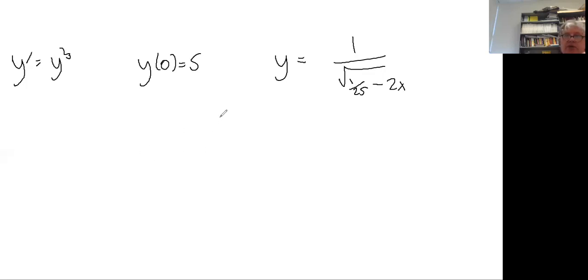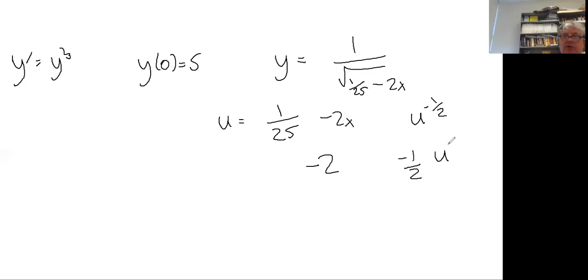So we do the chain rule. We get u equals 1 on 25 minus 2x, and we get u to the minus 1/2. So the derivatives are minus 2 and minus 1/2 u to the minus 3 on 2. Multiplying them together, the minuses and the 2's cancel out. We get u to the minus 3/2. So we get 1 on 25 minus 2x to the minus 1/2, cubed, and that's y cubed.